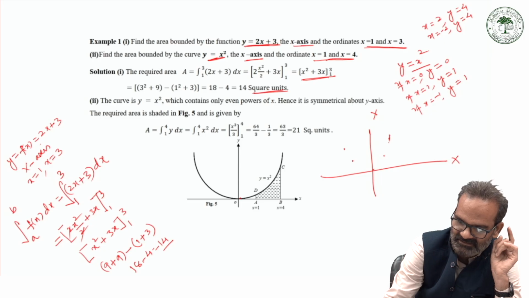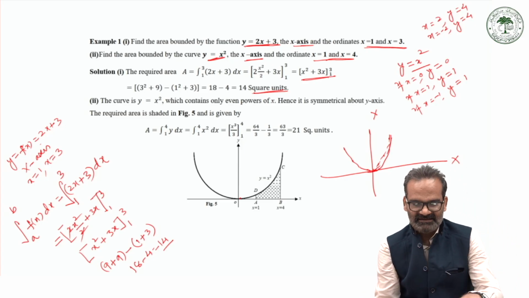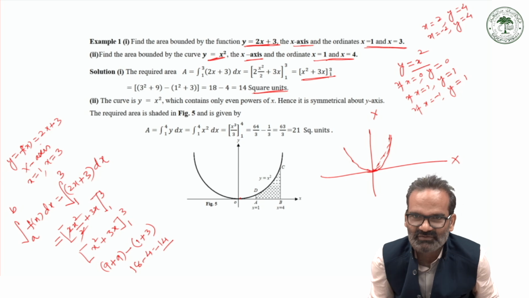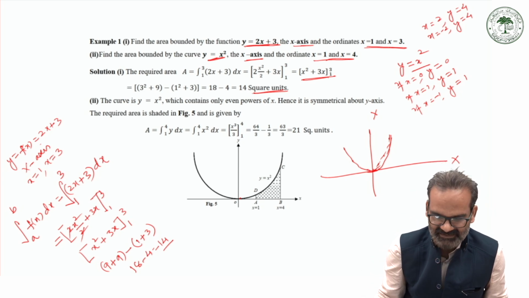So join all these points, you will get a curve like this, right? So that is how it looks. This is the curve of the function y equals x square. This is called a parabola, a standard figure in geometry.